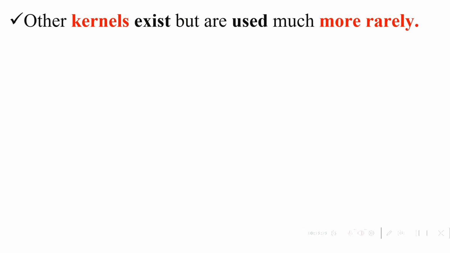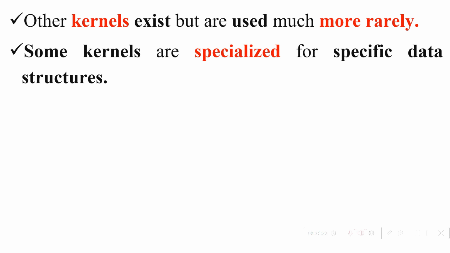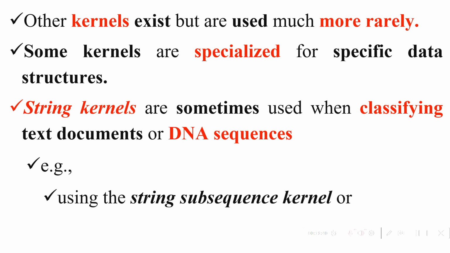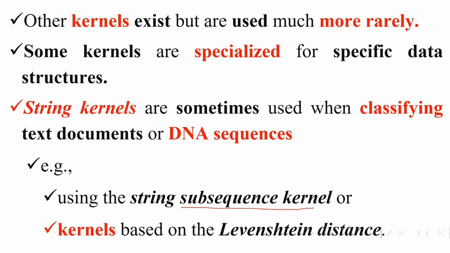Okay, so other kernels exist, but they are usually much rarer. Some kernels are specialized for specific data structures. For example, string kernels are sometimes used when classifying text documents or DNA sequences. There are different types, such as the string subsequence kernel, or kernels based on the Levenshtein distance method. It identifies the similarity between two strings, in other words the distance between the two strings. Simply, that is called the Levenshtein distance. So like that, there are different types of kernels used for specific purposes.